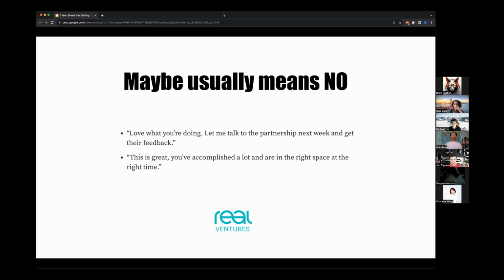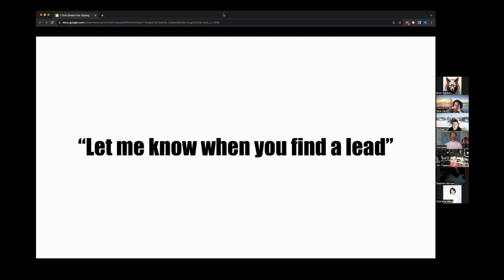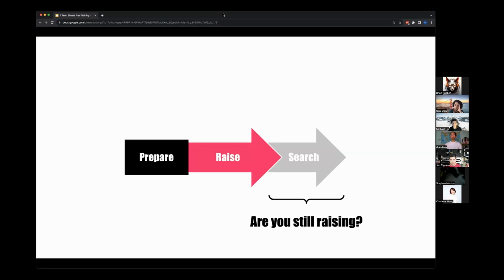We're going to soft circle some money. This is fantastic. Or this is great. You've accomplished a lot and you're in the right space at the right time. Now, eventually I'd get this from an investor. Let me know when you find a lead. I'd take that as that you're going to write a check as long as I find a lead investor. So that would amp up our morale again. And we go out, and then this would happen. I'd go into pure search mode.